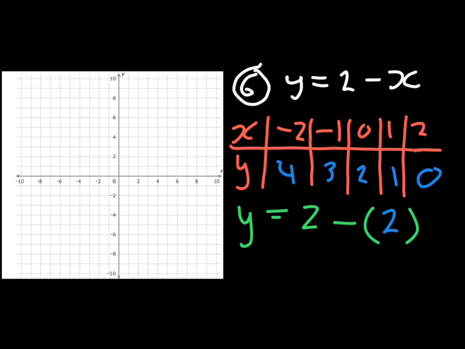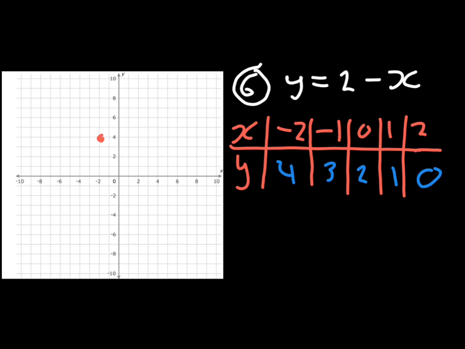So now that we have calculated our y values for each of the x values, we now have our set of points which we can use to plot on our Cartesian plane. Remember, our Cartesian plane is this graph over here. So our first point is going to be x equals -2 and y equals 4, and that is over there.